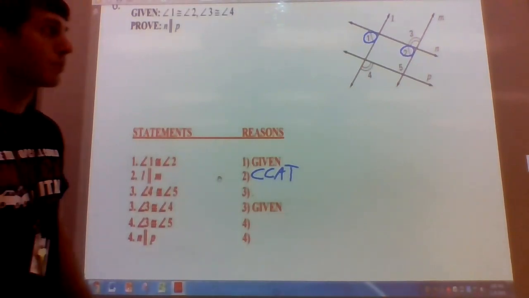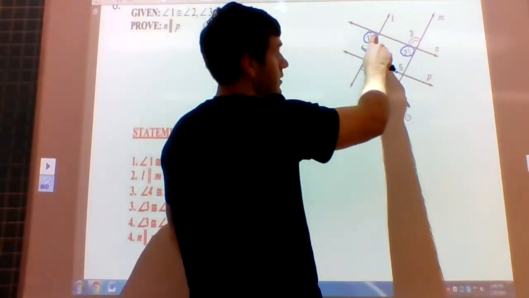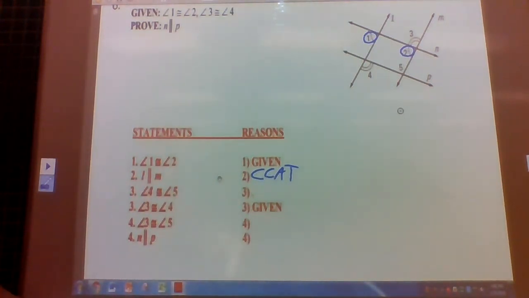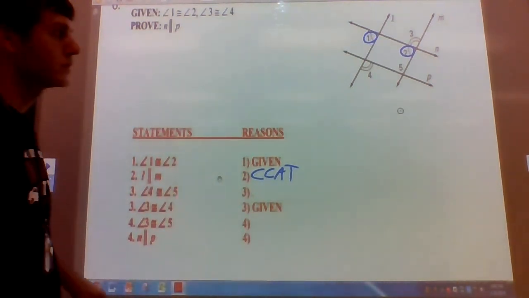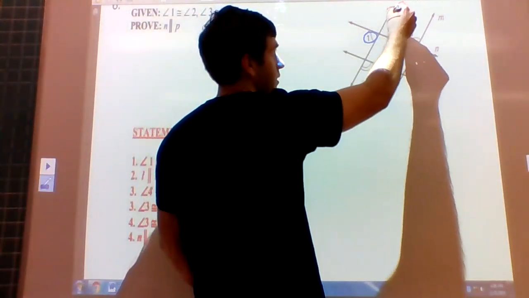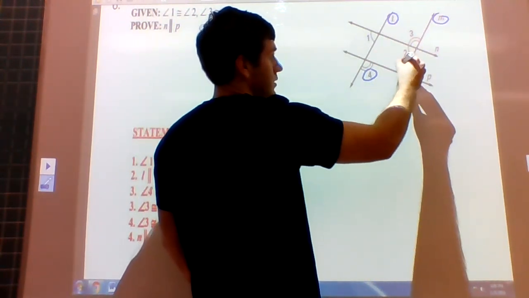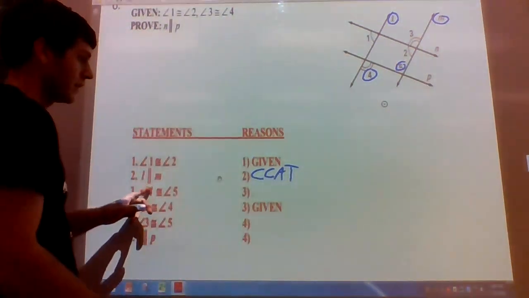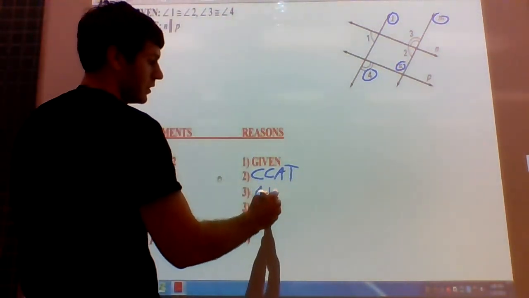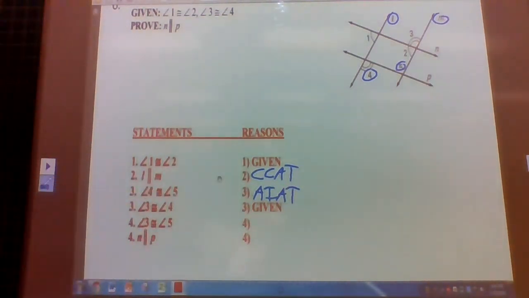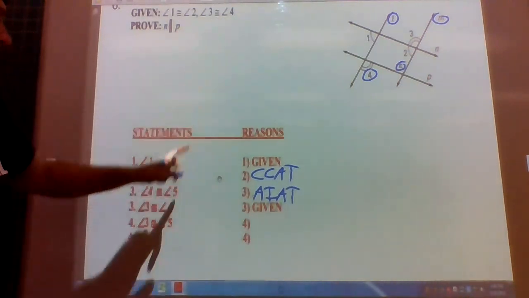Once we know L and M are parallel, we know these lines are now parallel, so our alternate interior angles are going to be congruent. So angle 4 and angle 5 are congruent by the alternate interior angle theorem. If the lines are parallel, alternate interior angles are congruent. We're also given that angle 3 is congruent to angle 4.